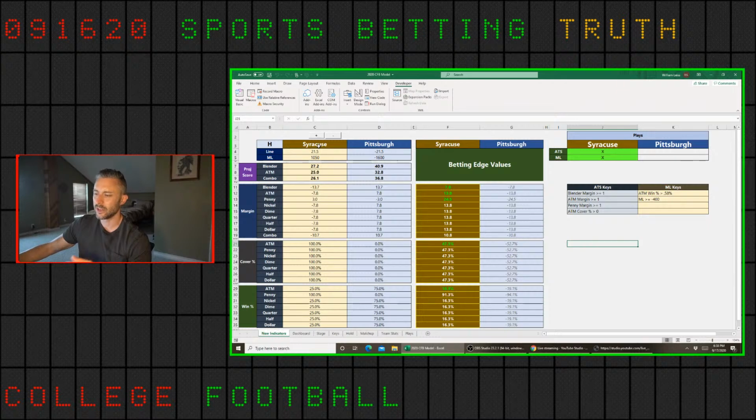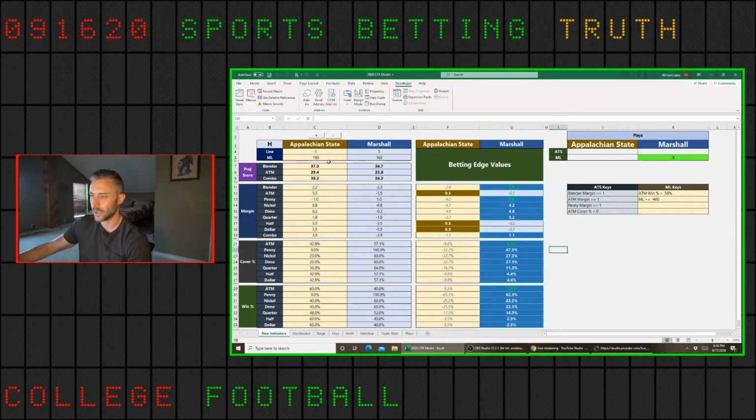Syracuse and Pittsburgh. Remember I said I thought Pitt was getting a little too much respect here. Well, my model agrees. Syracuse plus 21.5 and plus 1050 on the money line here. So my model is like, okay, yeah, not enough respect for Syracuse. Let's play them both.